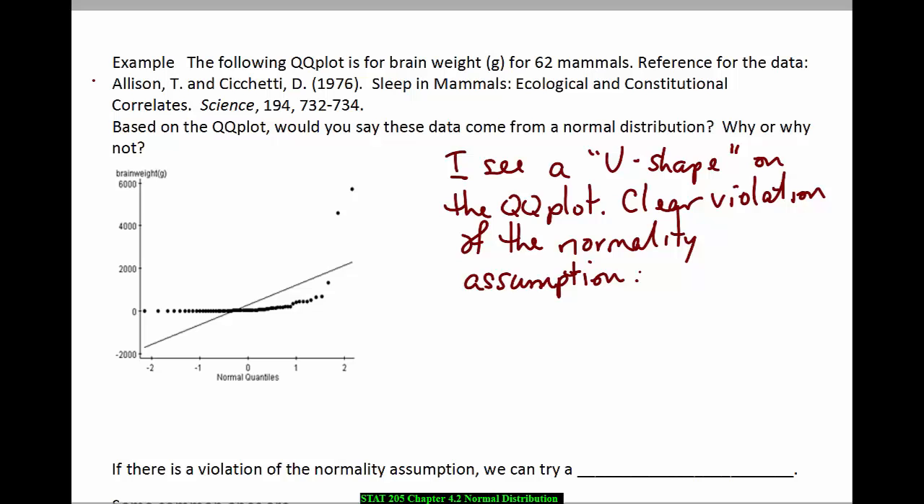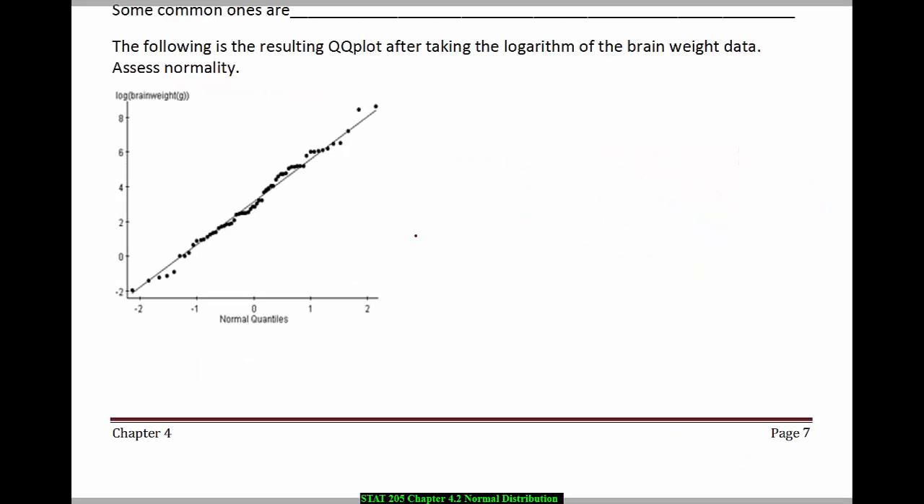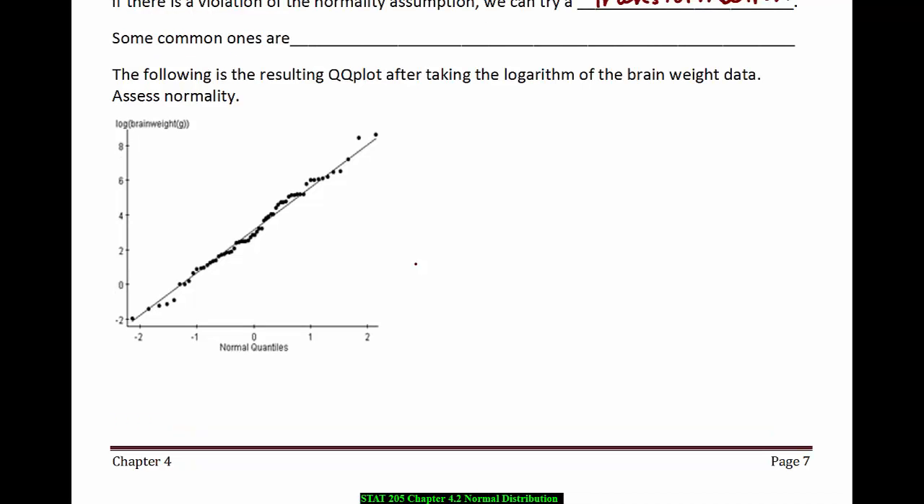All right, what do we do if there's a violation of the normality assumption? In practice, we can try a transformation of the data. Some common transformations are taking a logarithm of the data, square root of the data, 1 over the data, etc.